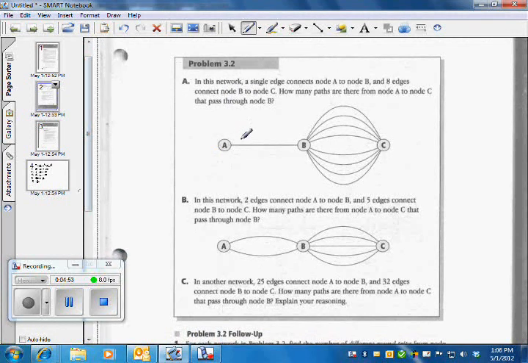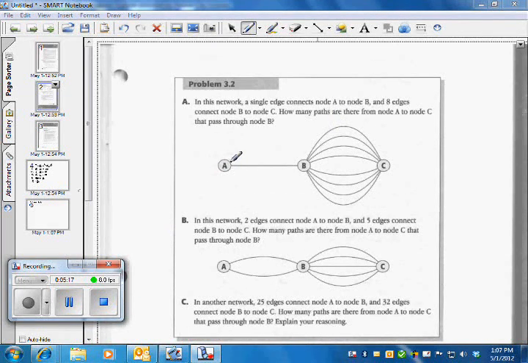In this network, a single edge connects node A to node B, and 8 edges, you could count them 1, 2, 3, 4, 5, 6, 7, 8, connect node B to node C. How many paths are there from node A to node C that pass through node B? Think about that for a second. Try to work that out. Pause this, and when you get an answer, you can restart.